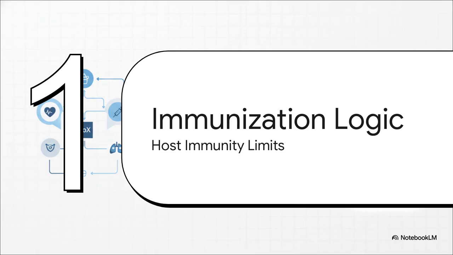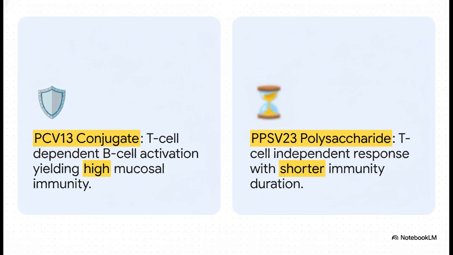Okay, moving on to Module 2, Immunization Logic and Host Limits. When we start parsing pneumococcal vaccines, we aren't just memorizing brand names here, we're actively manipulating the cellular response. Conjugate vaccines, like PCV15 or PCV20, trigger T-cell-dependent B-cell activation. Basically, by conjugating the polysaccharide to a protein, they generate robust mucosal immunity and a really solid long-term memory.